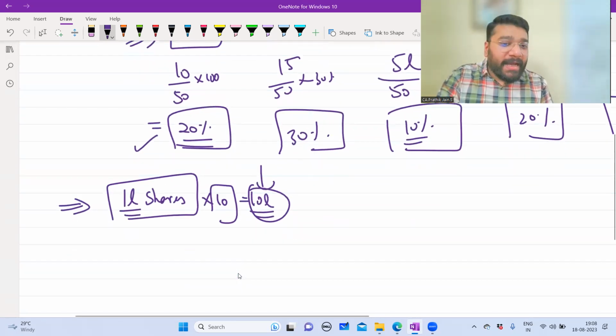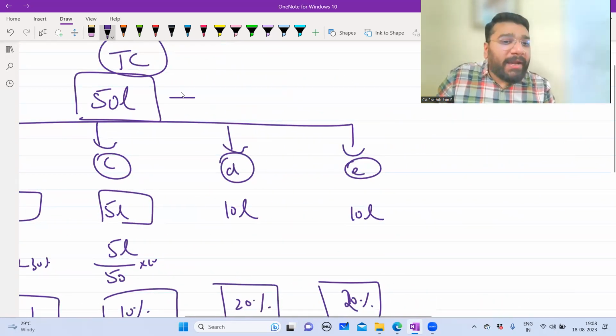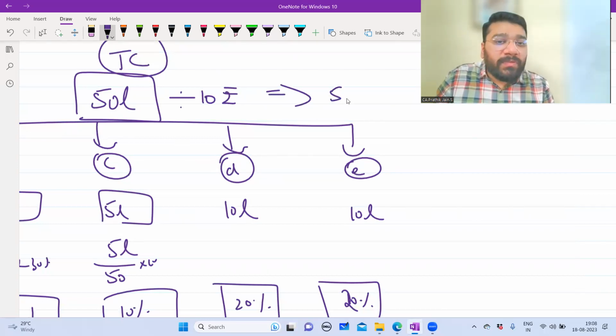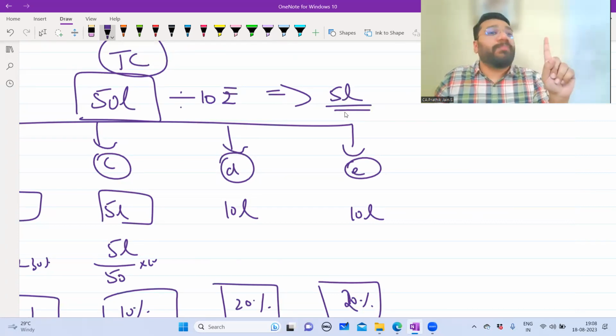So here, the same 50 lakh rupees, guys, I'm telling you that I'm dividing into 10 rupees per share. Each share 10 rupees. So how many shares can I issue? 5 lakh shares. Each share is valued at 10 rupees.